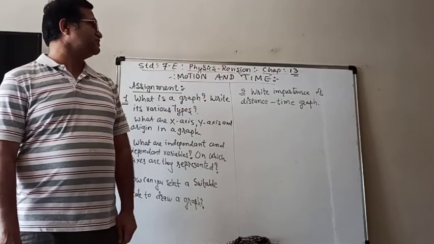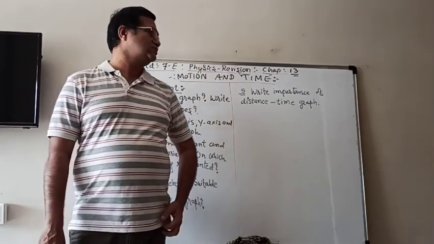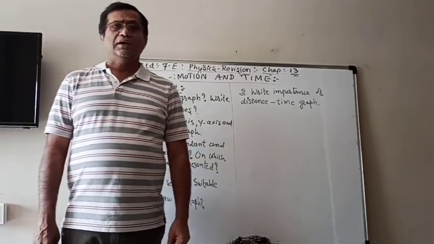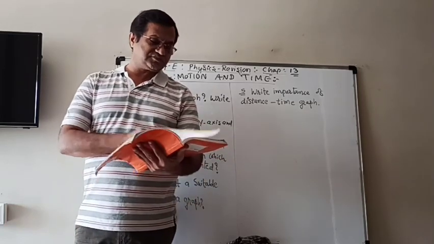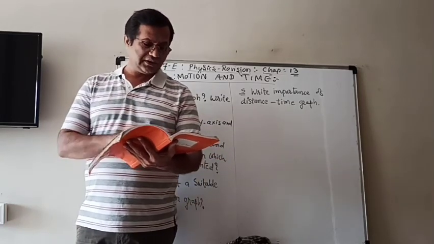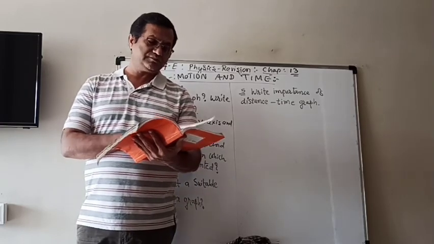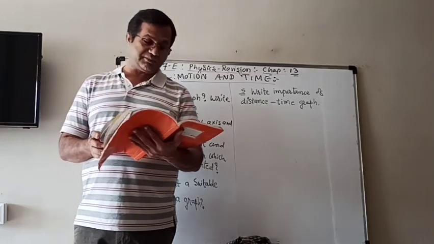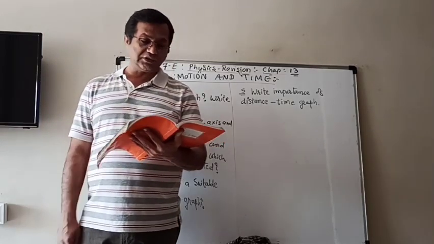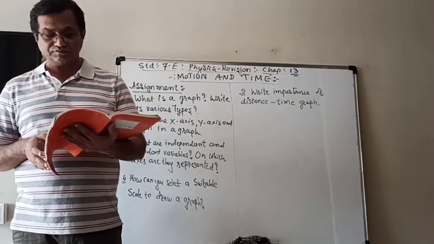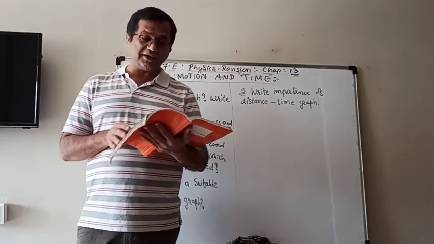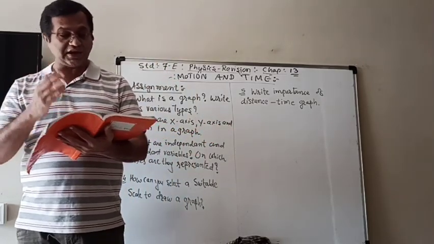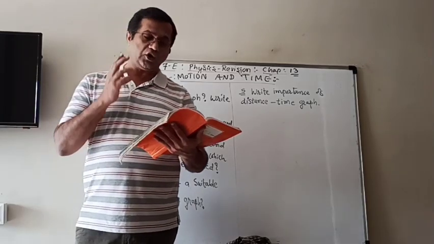Standard 7, chapter number 13 in physics. The revision is going on motion and time, in which we revise some questions like the speed, uniform speed, non-uniform speed, measurement of time, and the pendulum time period. Also we learn some numericals. Then the measuring devices in the ancient time and nowadays, speedometer, odometer, etc.